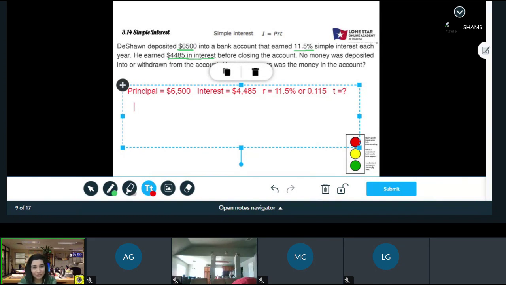Let's see if you can come up with the equation I equals P times rate times time. And I'm going to keep an eye on the chat. We just practiced the equation part now, right? When I say come up with the equation, I don't want you to solve. I just want you to put in the numbers in the correct places. That's all. It is an important skill.